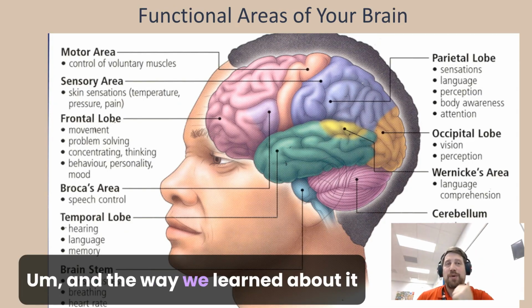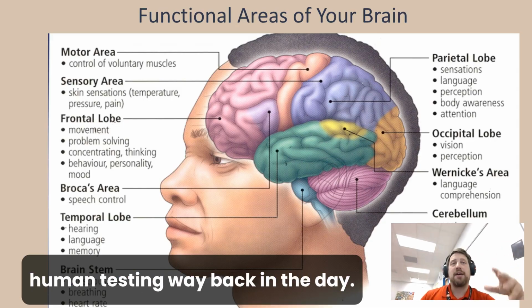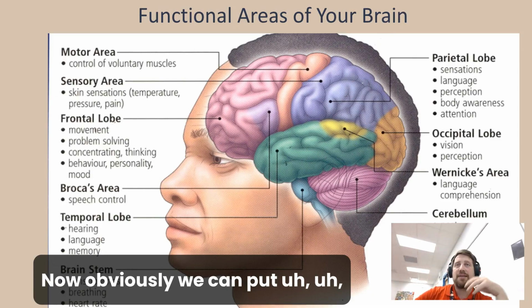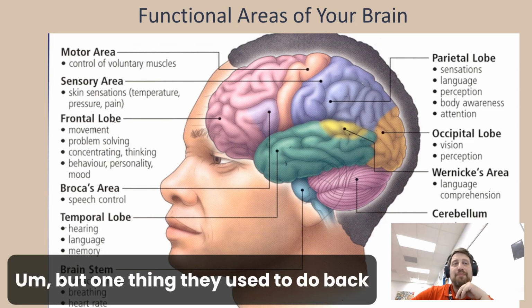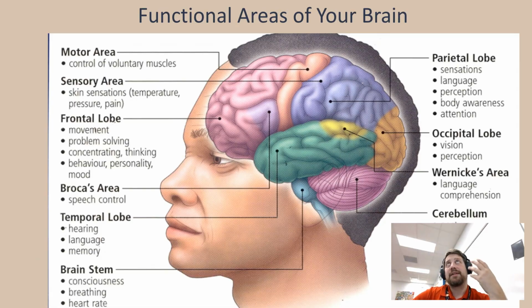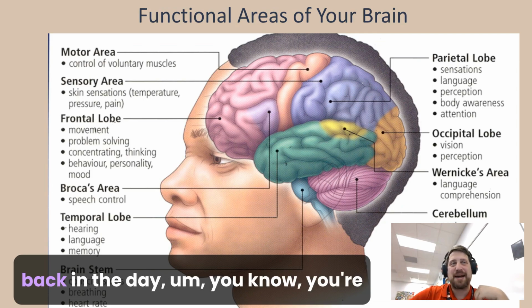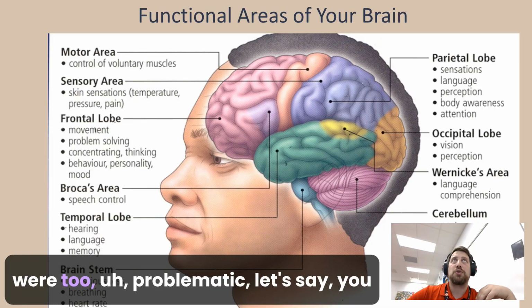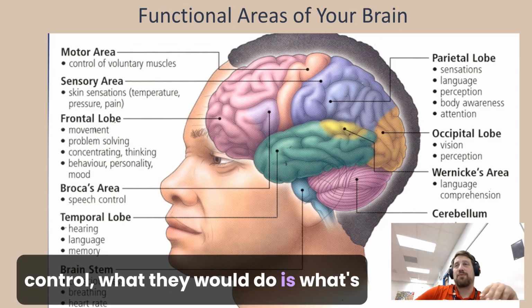The way we learned about it is through a lot of human testing way back in the day. Now, obviously, we can put electrodes on our head and read brain activity through electricity. But one thing they used to do back in the day is that if you were admitted to a mental institution, they used to call them insane asylums, you were under the care of the state, and if you were too problematic, let's say, you weren't listening, you weren't easy to control, what they would do is what's called a lobotomy.